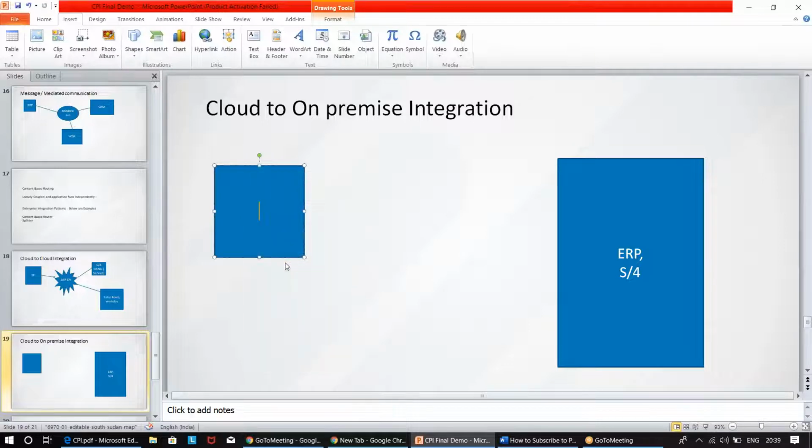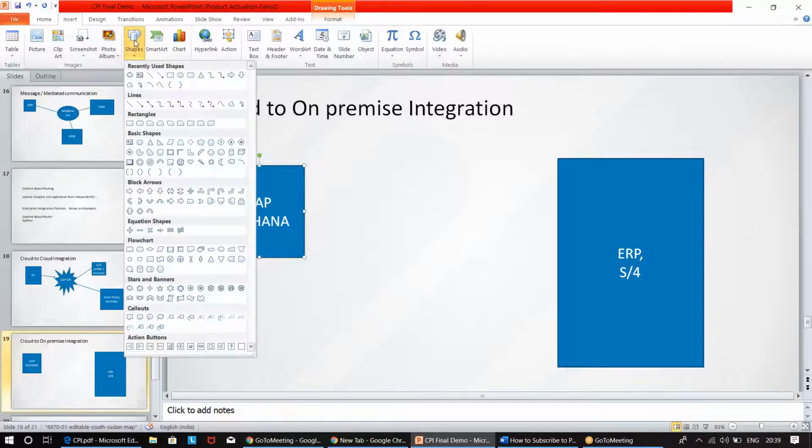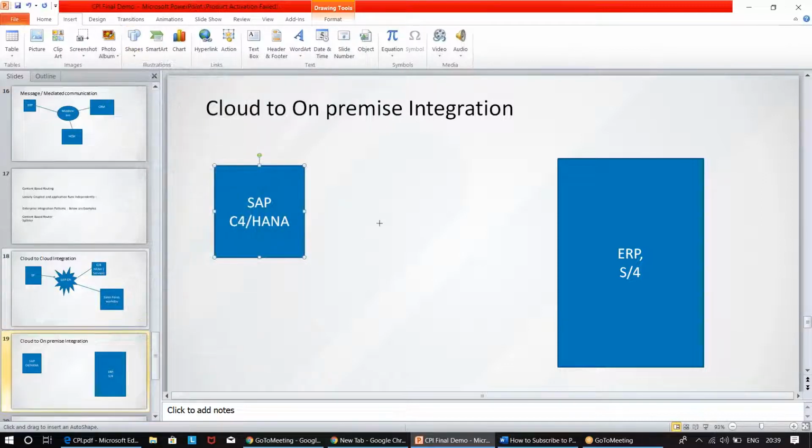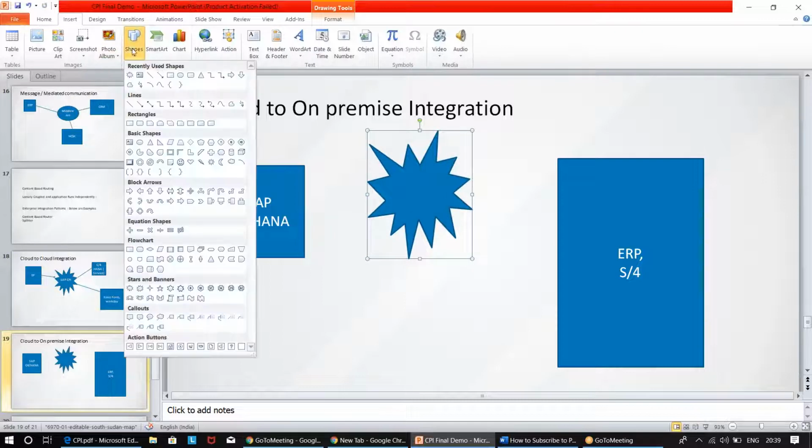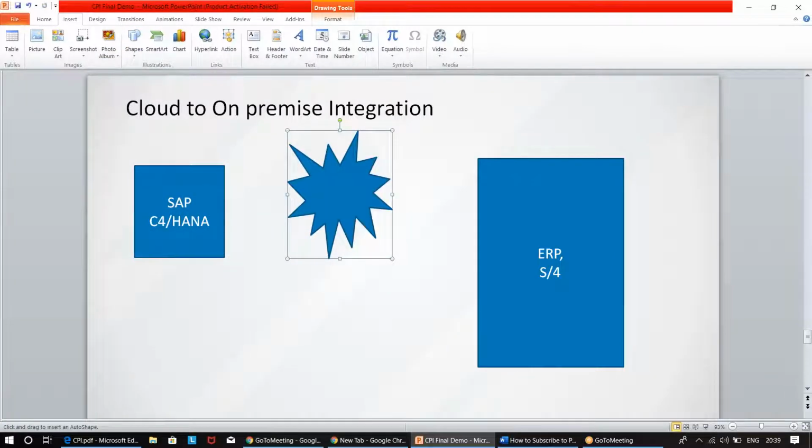Okay, so let me say, in case you have some kind of C4 HANA, and they have to integrate, might be for your master data or, let's say, apart from master data, it can be any other data, transactional data, because everything is possible as such.